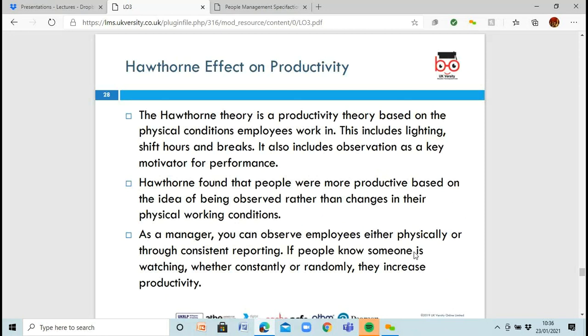And then we've got the Hawthorne effect on productivity. So Hawthorne's theory is productivity based, as we just indicated here. So it works on the physical conditions that the employee is actually working. So this is things like lighting, the shifts, how long they are, breaks, and it also includes observations, so as a key motivator for performance. So Hawthorne actually found that people were more productive based on their idea of being observed rather than changes in their physical working conditions. So as a manager, you can observe employees either physically or through consistent reporting.